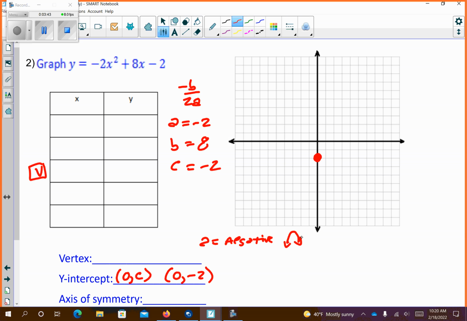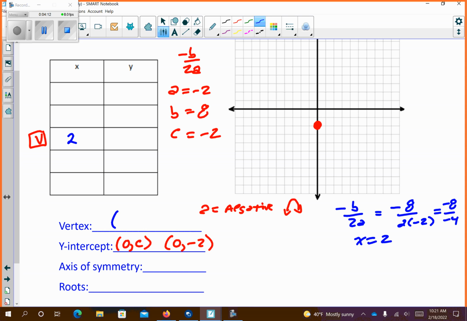So I know I probably started this, but let's just go through the rest. So I have negative b over 2a. That means I'm going to go negative 8 over 2 times negative 2. And I'm going to just do the fraction. That's going to be over negative 4. So negative over negative is positive. 8 over 4 is 2. So I find that x equals 2. 2 is the x component of our vertex, and it is also our axis of symmetry. Okay?